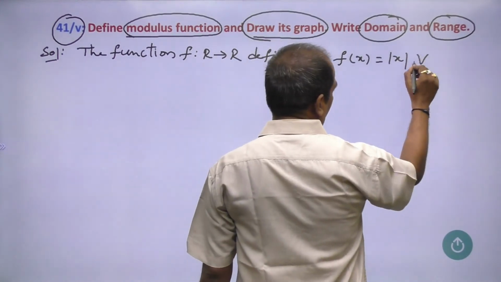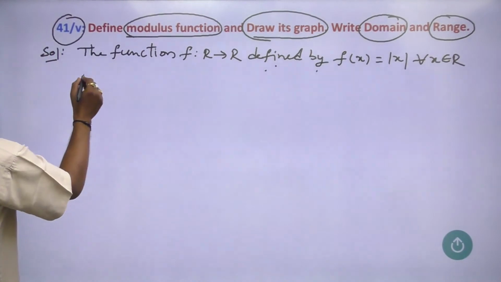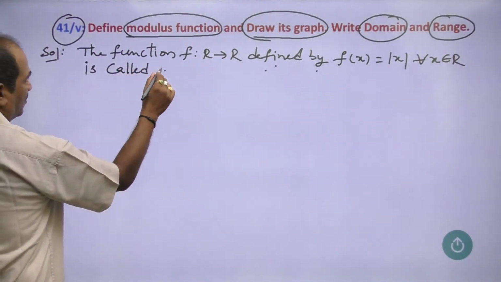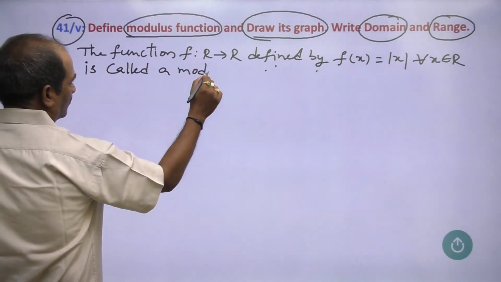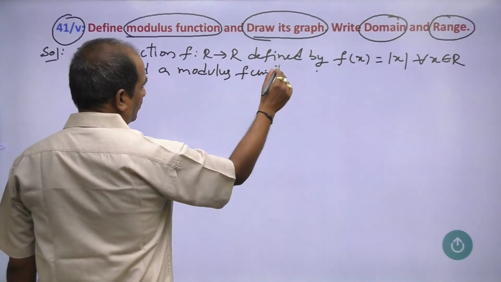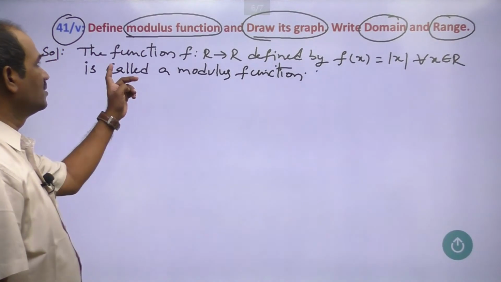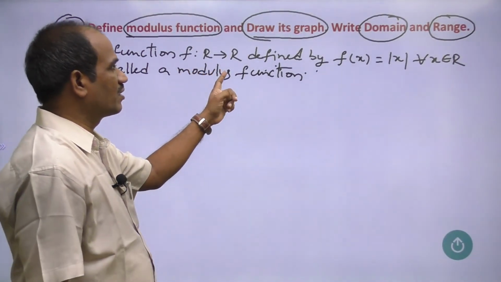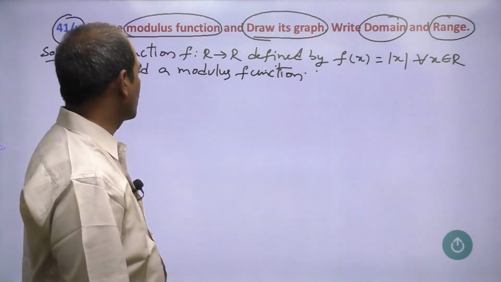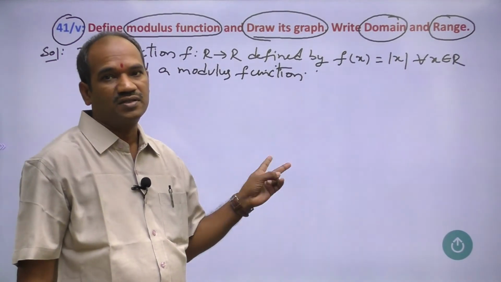For every x belongs to R, it is called a modulus function. So the function f is a mapping from R to R, defined by f of x is equal to mod x, for every x belongs to R, is called a modulus function. This is the definition. The definition carries 2 marks.